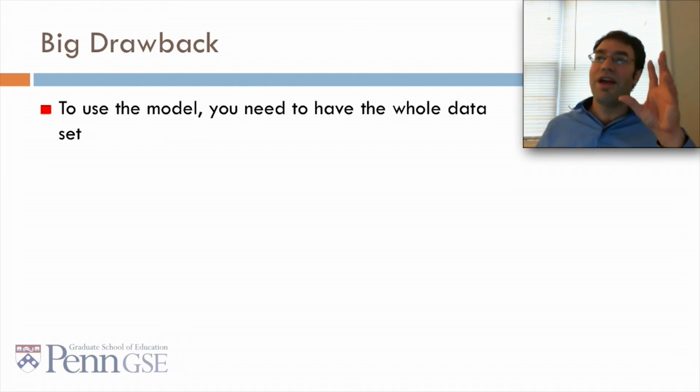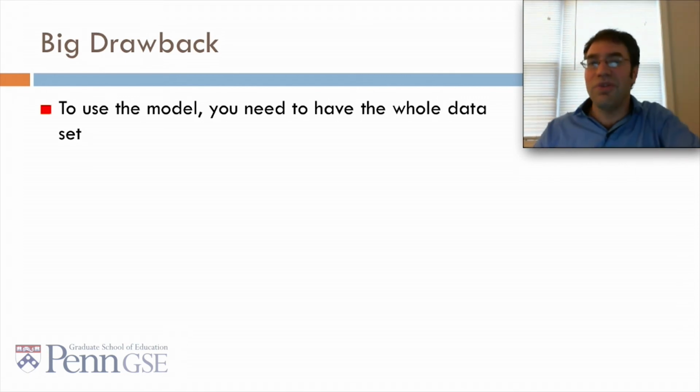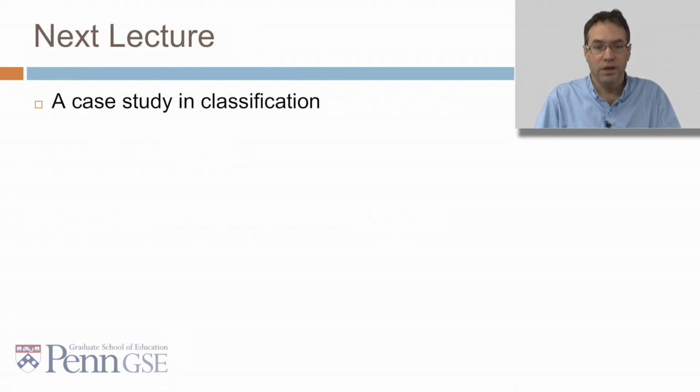If you imagine having 1.6 million data points that your system has to go through every time it wants to make a decision, that doesn't work too well. On the other hand, for offline analysis and discovery of models, it can be a very powerful tool. So that wraps up this lecture. In later lectures, we'll discuss goodness metrics for comparing classifiers, validating classifiers, and classifier conservatism and overfitting. In the next lecture, a case study in classification.